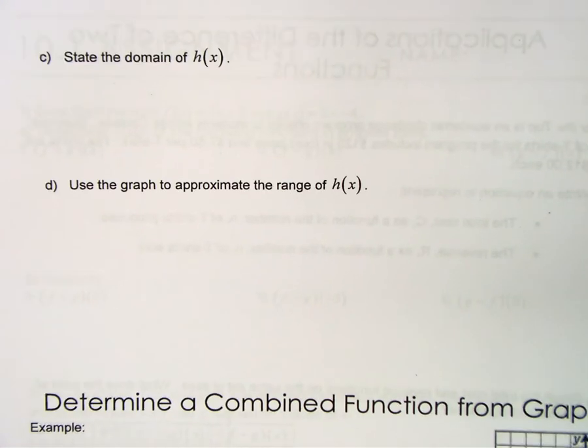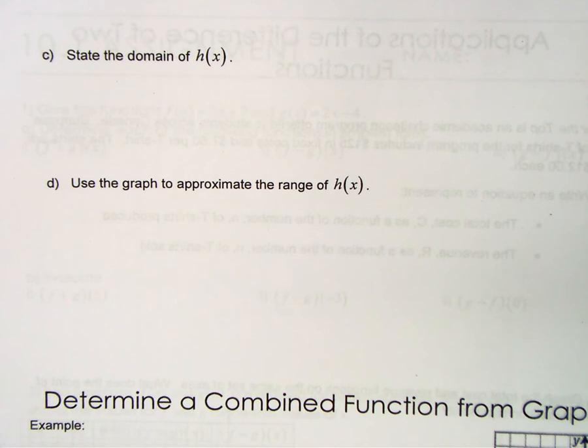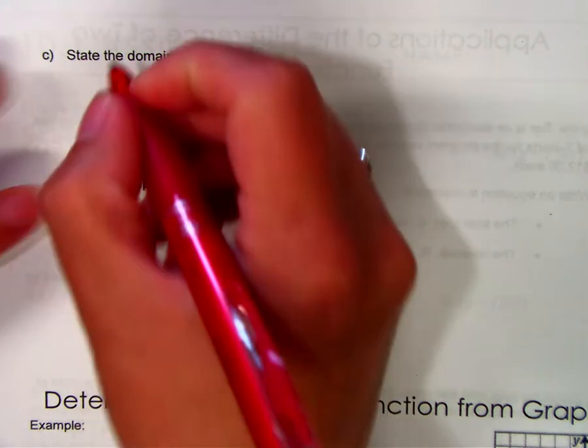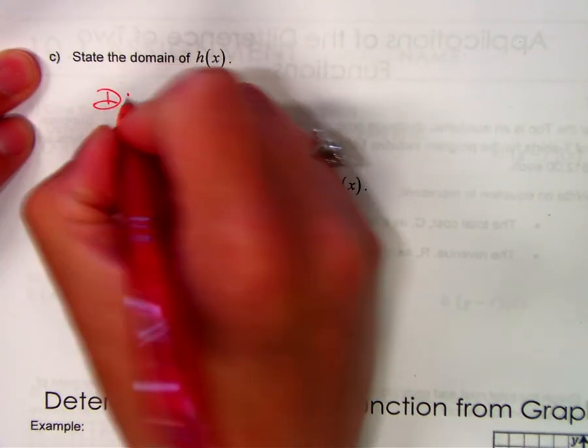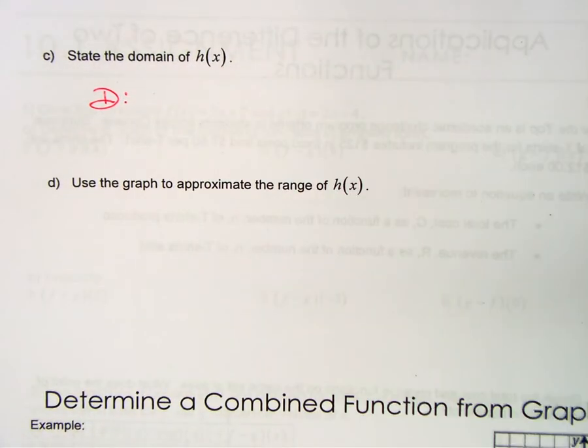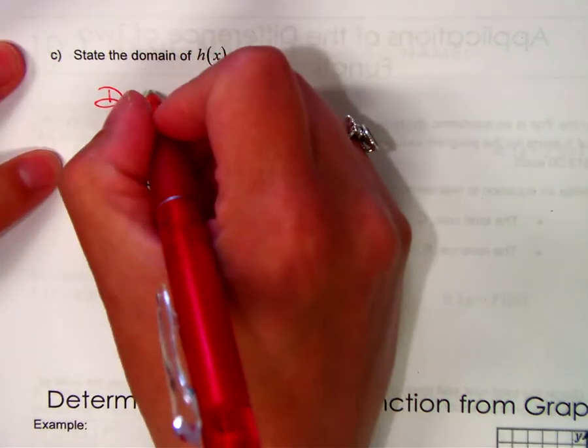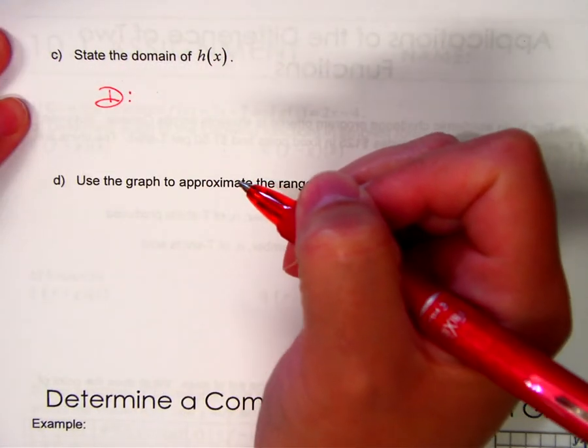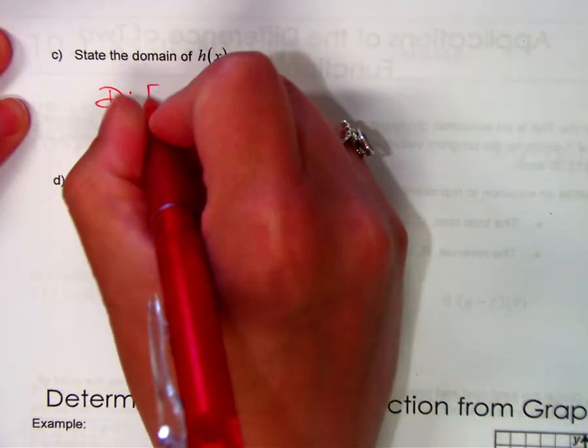Okay, domain of h of x. Domain of h of x. 1 to infinity, inclusive or exclusive? Inclusive, because it includes 0.